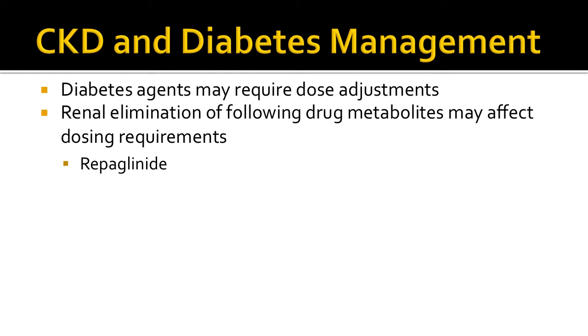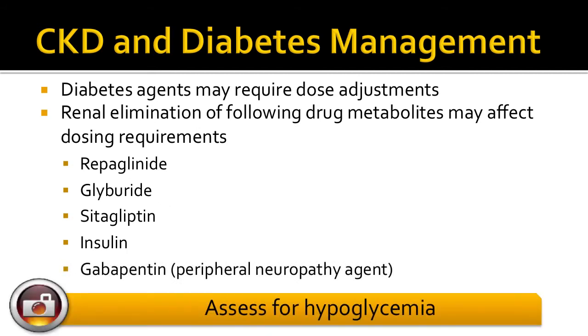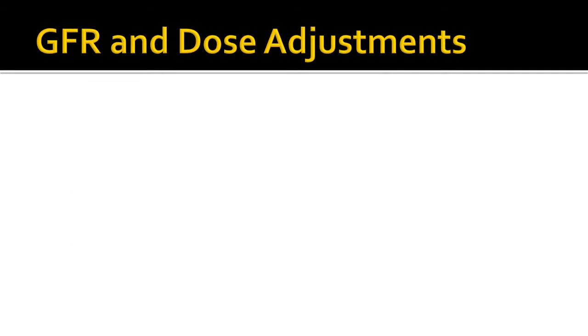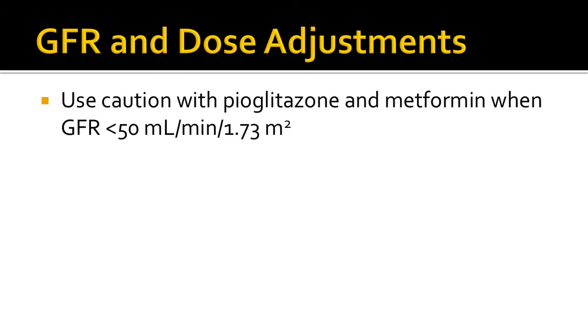Decreased renal elimination of metabolites of repaglinide, glyburide, sitagliptin, and even insulin places patients with diabetes at greater risk for hypoglycemia. Gabapentin, which may be prescribed for many peripheral neuropathies, may also require a dose reduction to prevent low blood sugars. Drugs that should be used cautiously in the presence of diabetic kidney disease include pioglitazone, metformin, and combination drugs that include metformin if the GFR is less than 50 milliliters per minute per 1.73 meters squared.